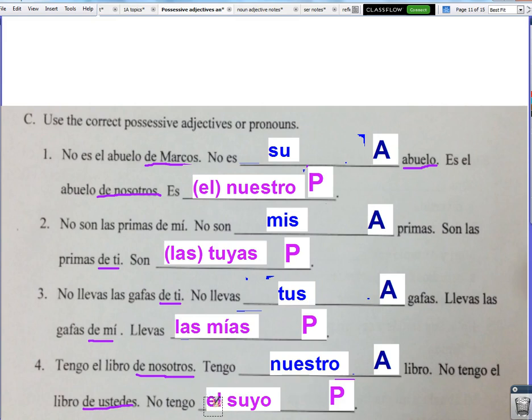Do I have to have the el? Well, yes, I 100% do, because it's not after a conjugated form of ser. So that's a little more possessive pronoun practice for you.